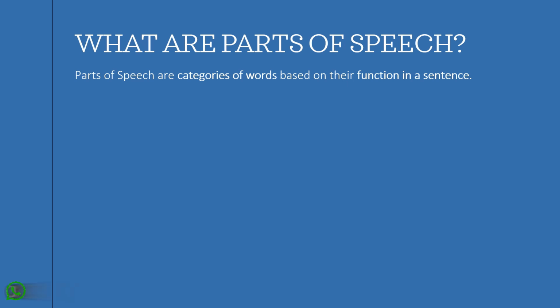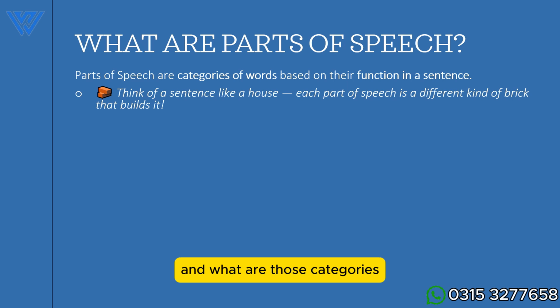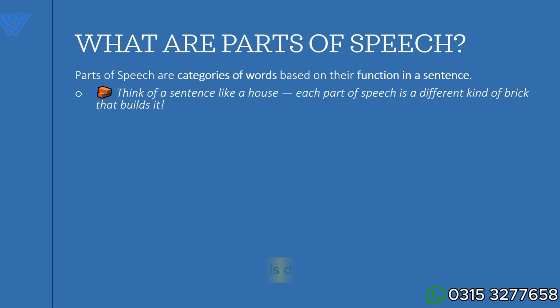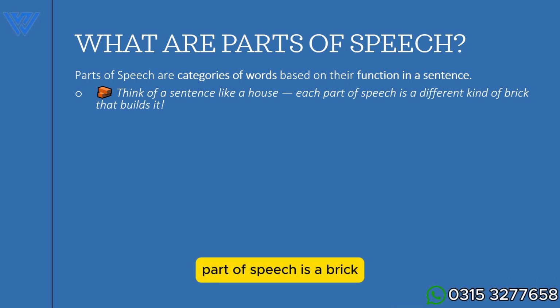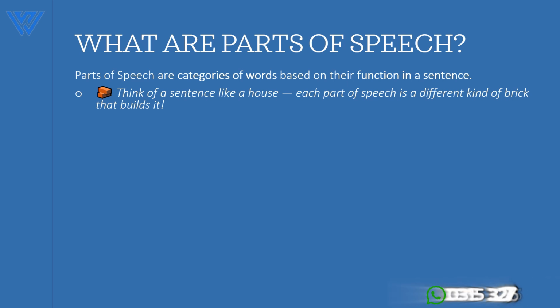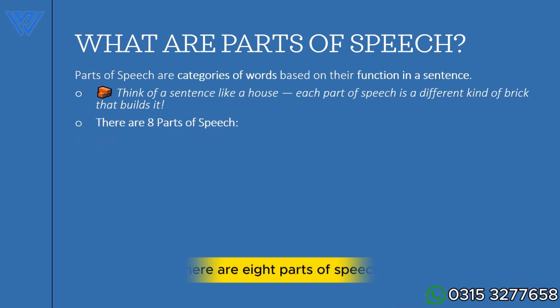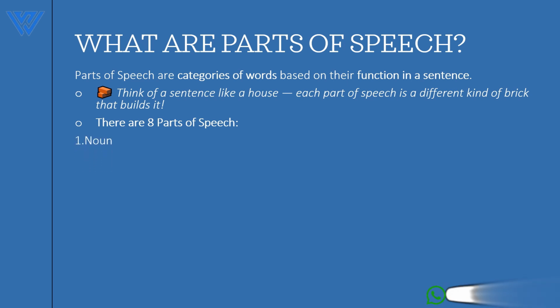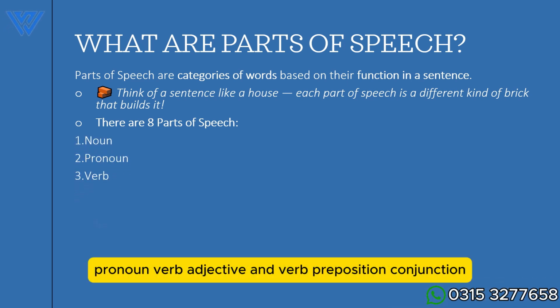अब एक सेंटेंस में किस वर्ड का क्या फंक्शन है उसकी बेस पर हमने पार्ट्स ऑफ स्पीच को डिफरेंट कैटेगरीज में डिवाइड कर दिया है. एंड व्हाट आर दोज कैटेगरीज? थिंक ऑफ अ सेंटेंस लाइक अ हाउस. ईच पार्ट ऑफ स्पीच इज डिफरेंट काइंड ऑफ ब्रिक दैट बिल्ड्स इट. अब एक सेंटेंस को ऐसे सोचें जैसे वो एक घर है और हर एक पार्ट ऑफ स्पीच इज अ ब्रिक. एक ईंट है जो उस घर को बना रही है. सो देयर आर 8 पार्ट्स ऑफ स्पीच. Parts of speech 8 हैं जिनमें से first is noun, pronoun, verb, adjective, adverb, preposition, conjunction, interjection.